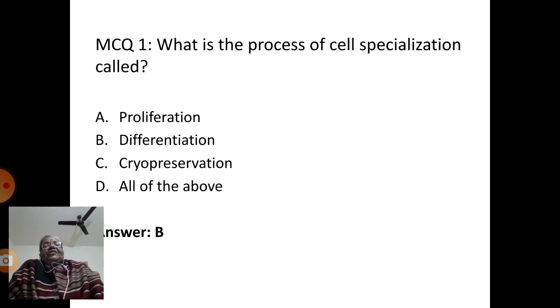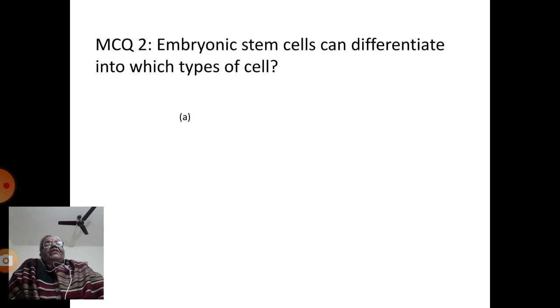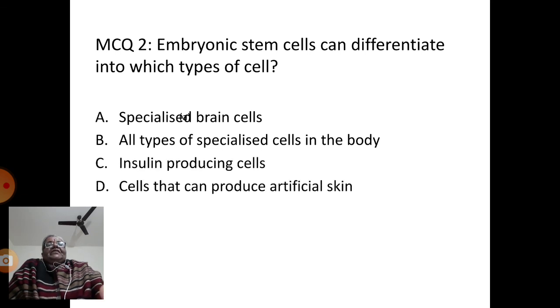Okay, differentiation. Then another practice question. Embryonic stem cells can differentiate into what all types of cells? First choice is specialized brain cells, second is all types of specialized cells in the body, third is insulin producing cells, fourth is cells that can produce artificial skin. Answer is B. All types of specialized cells in the body.